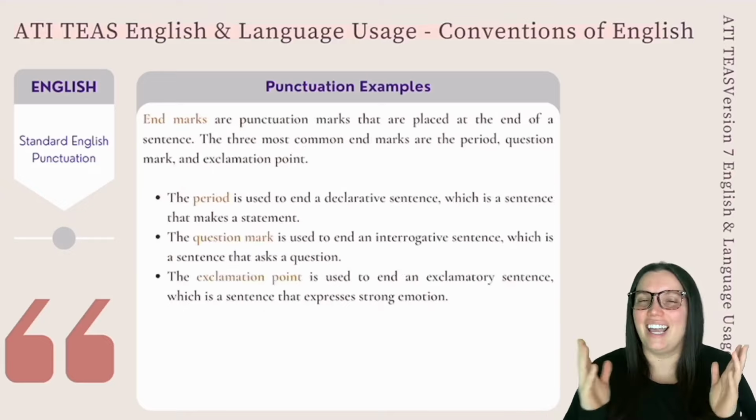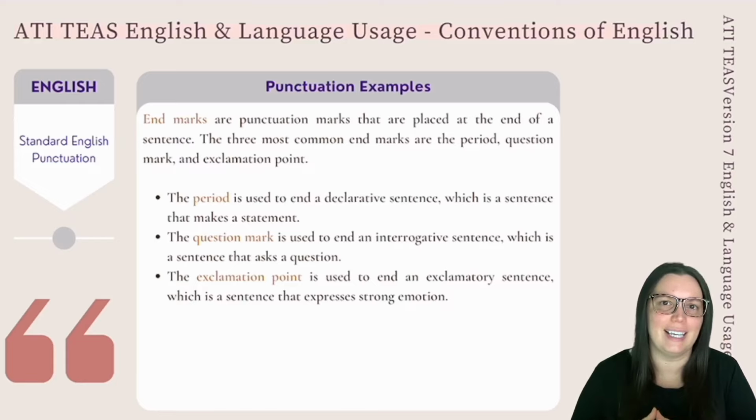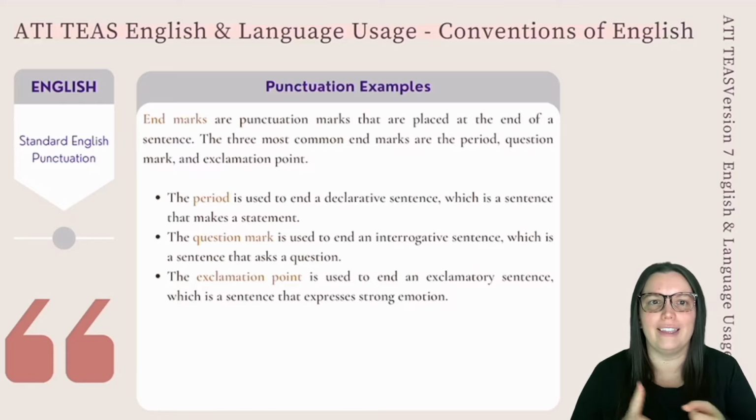End marks are just as important because they really change the way that the sentence is said. End marks are punctuation marks that are placed at the end of the sentence. And the three most common types of end marks you're going to see are the period, the question mark, and the exclamation point. The period is used to end a declarative sentence, which is a sentence that makes a statement. The question mark is used to end an interrogative sentence, which is usually asking a question. And lastly, an exclamation point is used to end an exclamatory sentence, which expresses strong emotions.